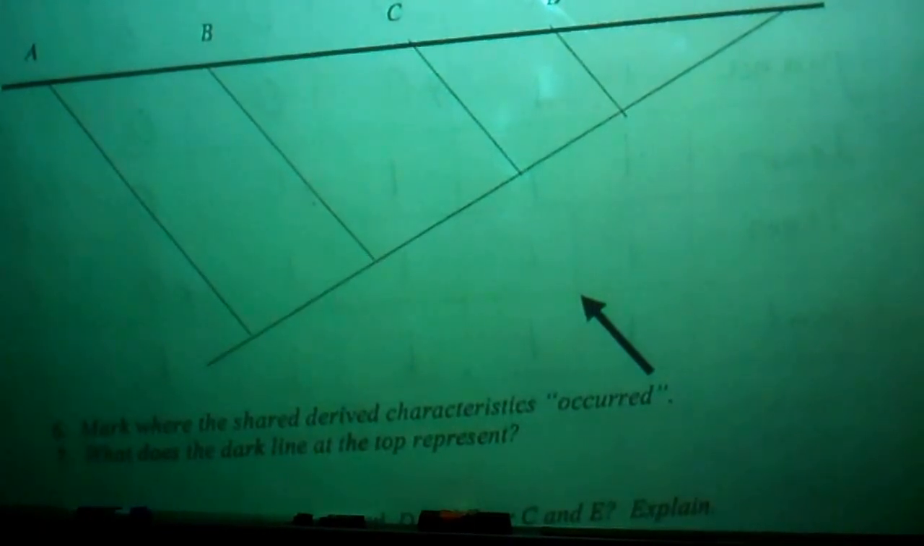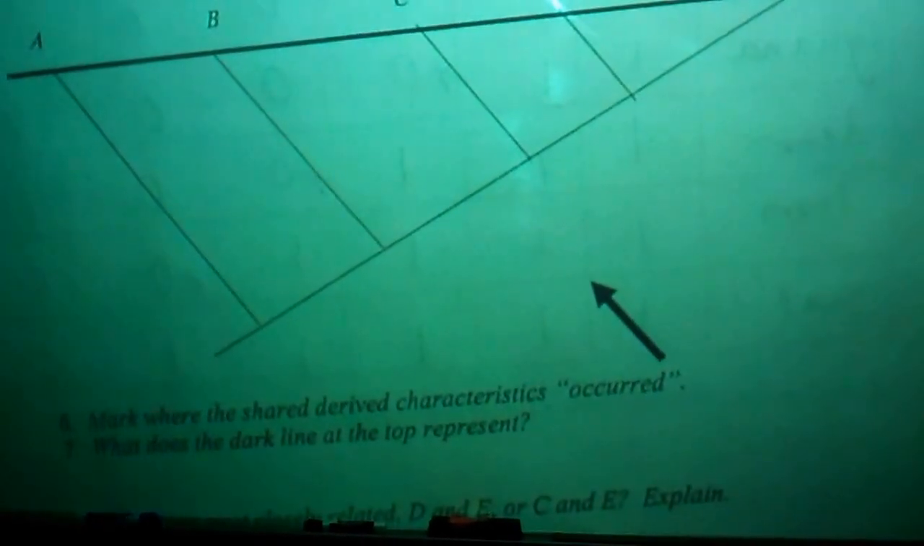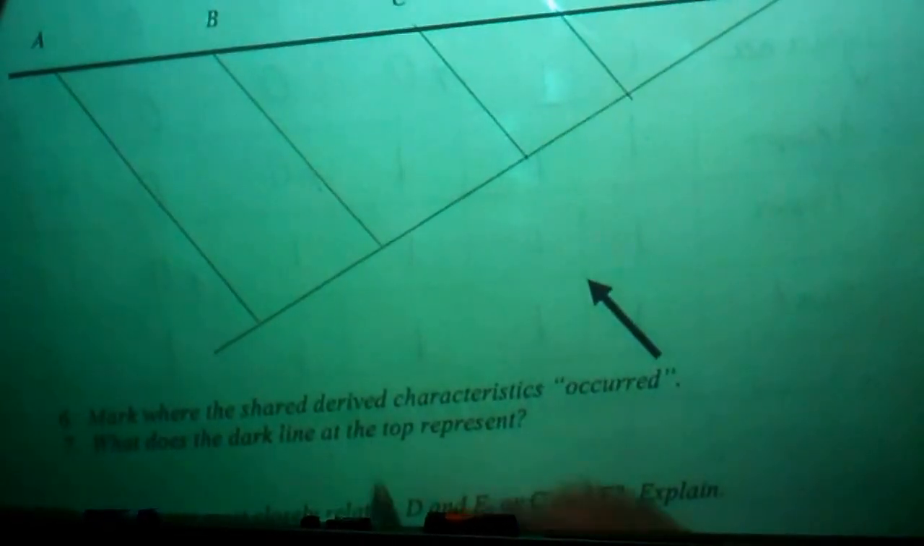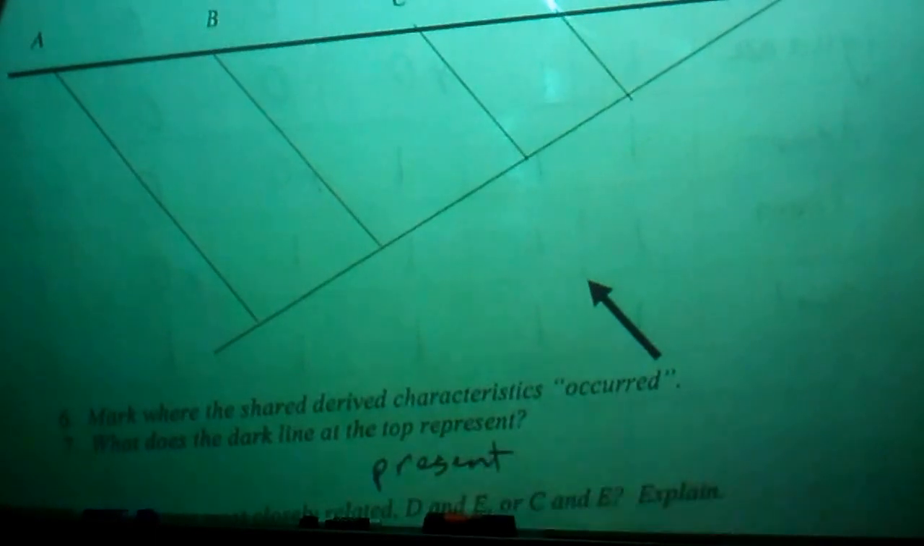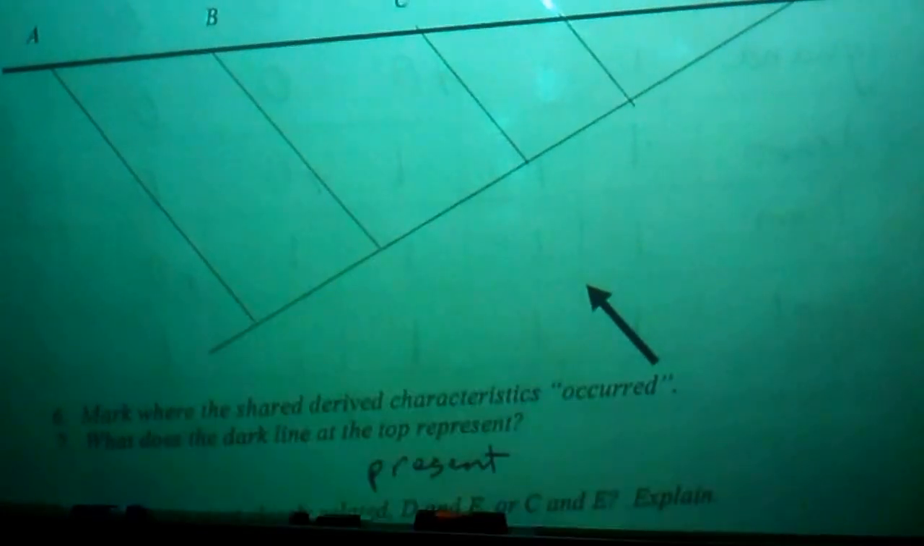4401, please. The dark line represents present day. So number 7 says, what does the dark line at the top represent? It represents present day. So if you were to see an organism, or one of these lines, that stops short of here, you know that that means that organism went extinct.